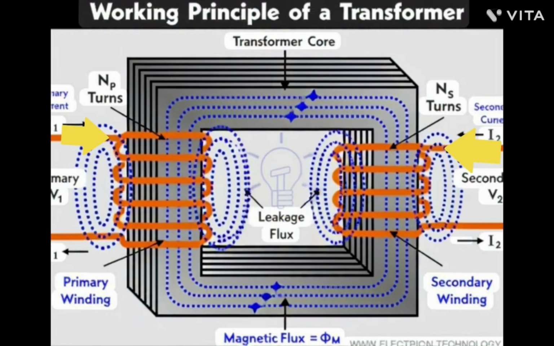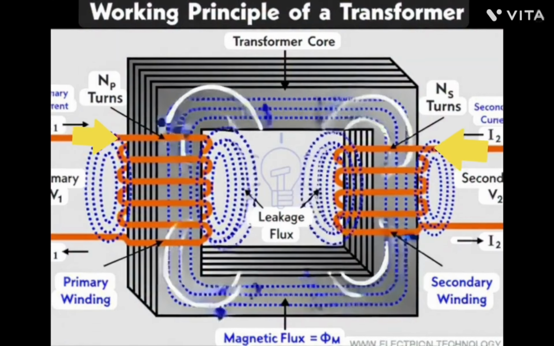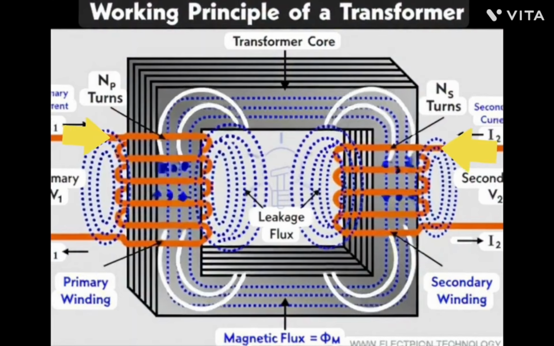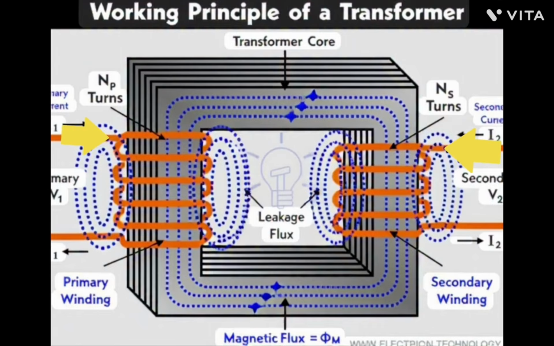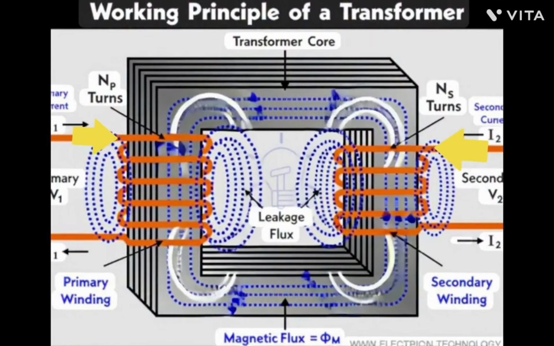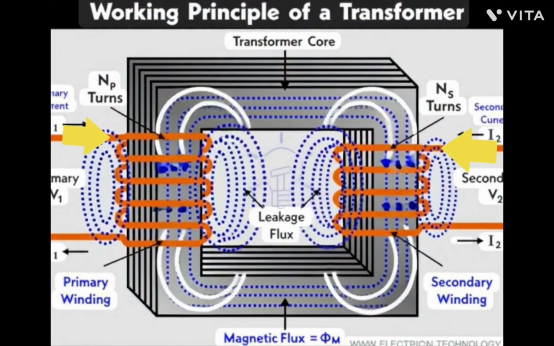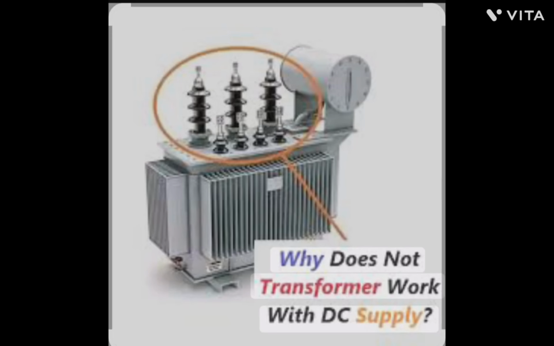A transformer works on the principle of mutual induction, where a changing current in the primary coil creates a changing magnetic field in the iron core, which in turn induces a voltage in the secondary coil. This process relies on Faraday's law of electromagnetic induction and requires an alternating current, AC.